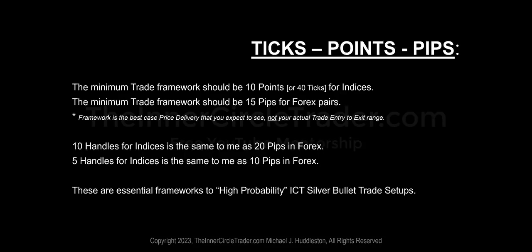The same would be said for Forex. The framework should be a minimum of 15 pips for the pair you're trying to trade. So if you can't work out a range move of at least 15 pips, the trade is probably not high probability. It would be better suited to be left alone and let it pass, or look elsewhere. 10 handles for indices is the same to me as 20 pips in Forex. 5 handles for indices is the same to me as 10 pips in Forex.